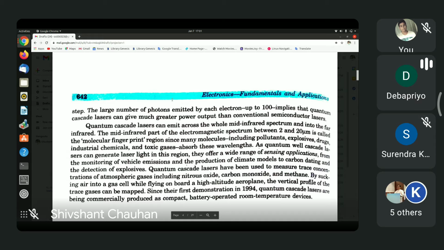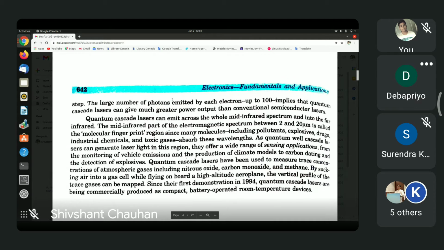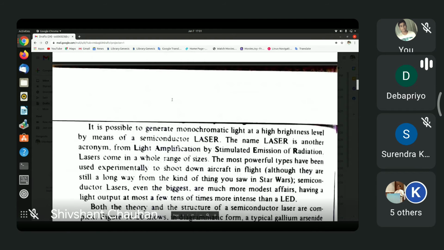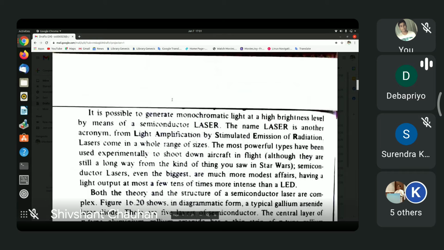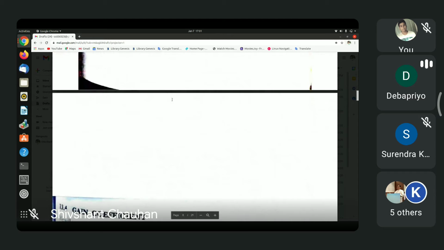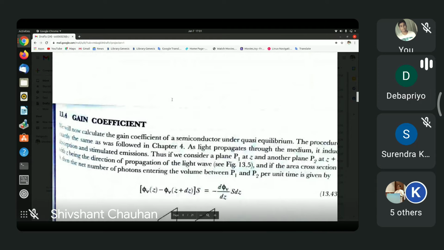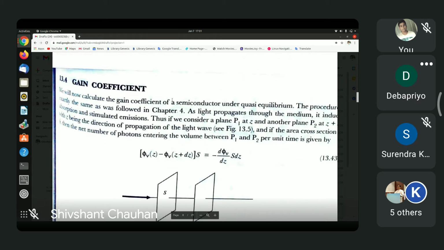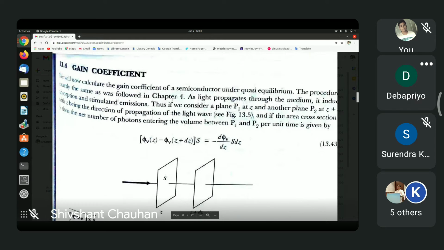So now we shall move to the material that I have sent you yesterday. We have basically covered the semiconductor diodes and also the quantum well lasers. And now we can move to the material that I have sent you yesterday. So now here you get more details regarding the semiconductor diodes.